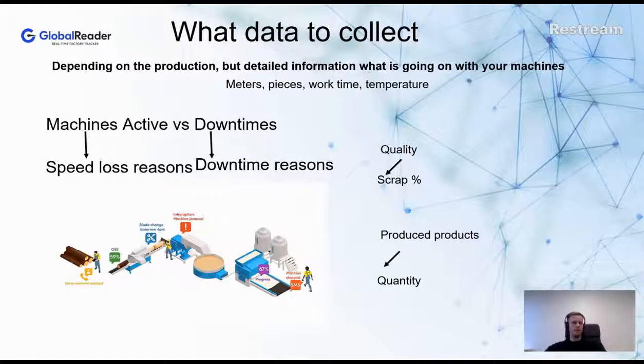90% of the times, not depending on industry, we measure either meters, pieces, or work time. We compare machines' active time and loss of speed with its reasons, and downtime with its reasons. And by measuring scrap, we can get the quality percentage, and by measuring or counting the produced products, we get the quantity and productivity.